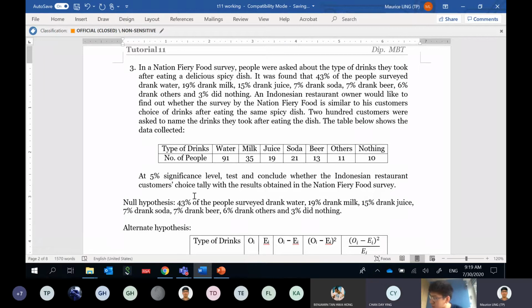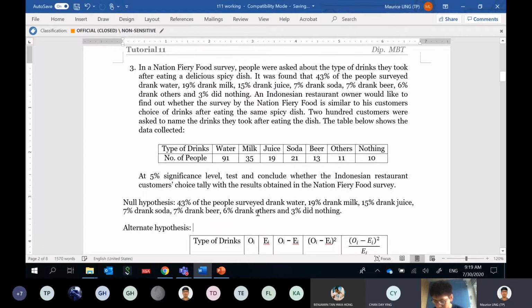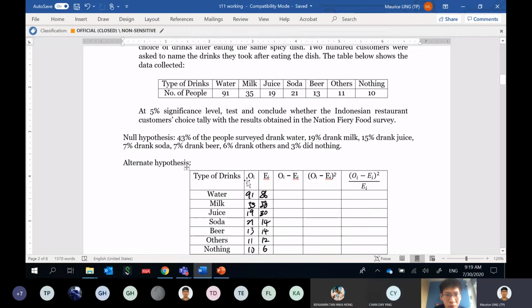I'm not very sure. Okay. So in this case, all you need to do is you just say that the alternate hypothesis is the proportion different from the null hypothesis. Okay, that's all.